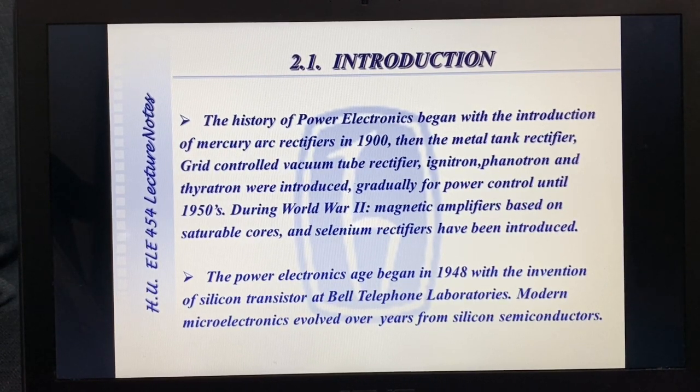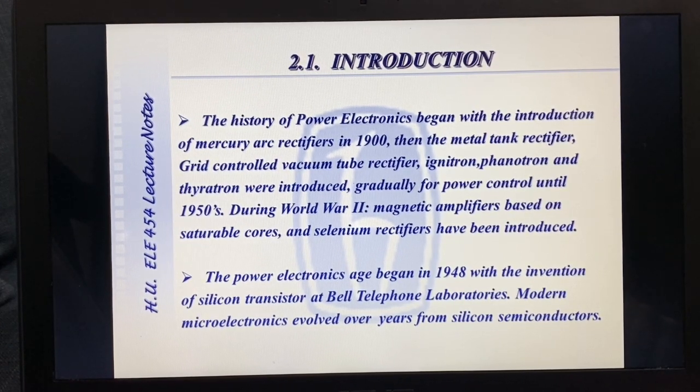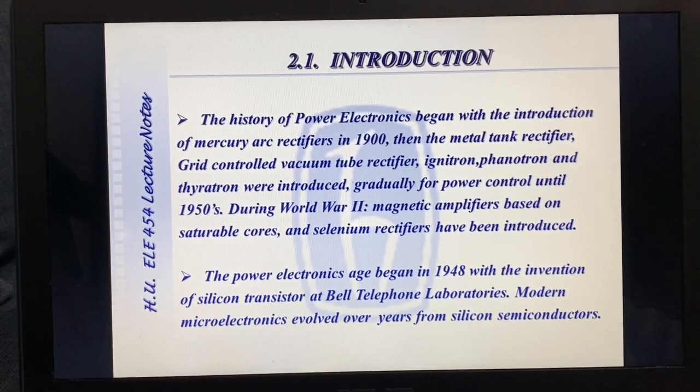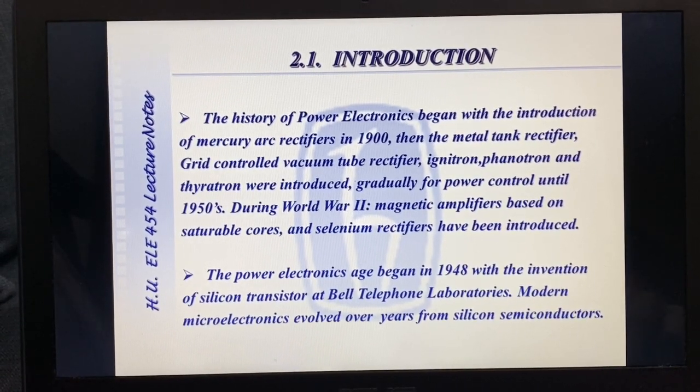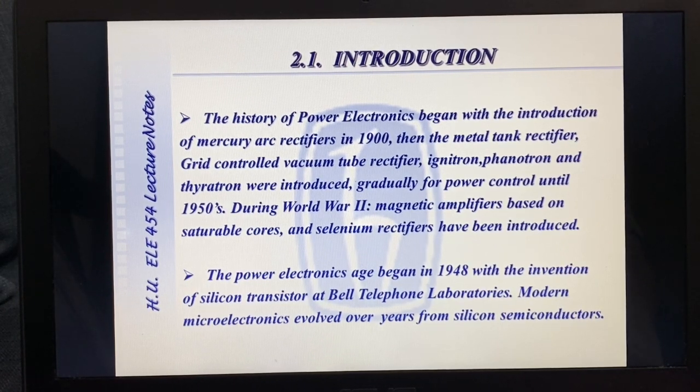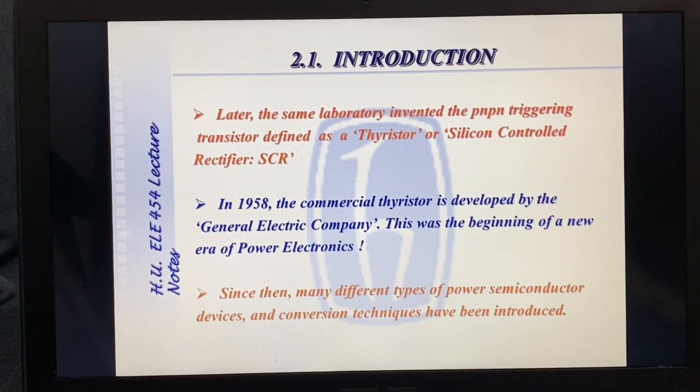Whereas the mercury arc rectifiers or metal tank rectifiers provide AC to DC conversion, power converters in power electronics can operate either to convert AC to DC, DC to AC, AC to another form of AC, or DC to DC. So various topologies can be obtained using power semiconductor devices. So what are these devices?